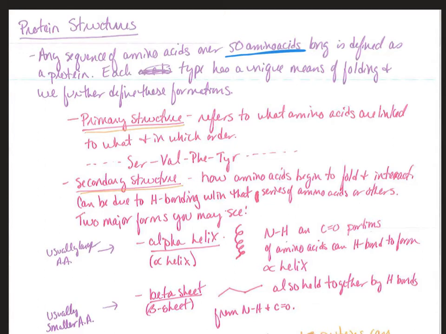So what we start with is known as the primary structure, and this basically means what's the order of amino acids that are linked to one another. So serine is connected to valine, connected to phenylalanine, connected to tryptophan. Okay, so that's easy. Which way do they connect to each other?